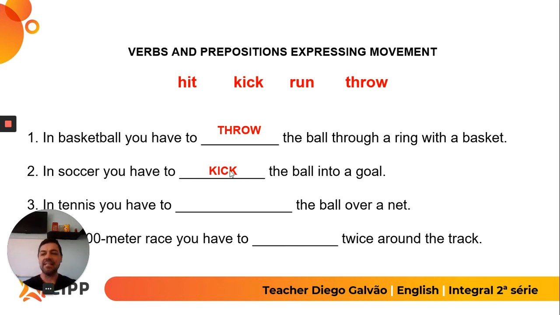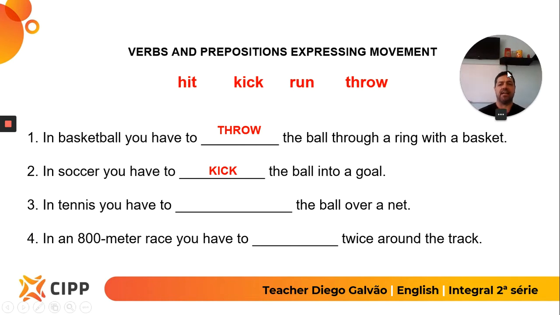Yep. In tennis, what do you do in tennis? In tennis, you have to hit the ball. Hit the ball over a net. Net, the thing that separates the court. Yep. And the last one. In an 800-meter race, what do you have to do around the track? You have to run twice around the track.